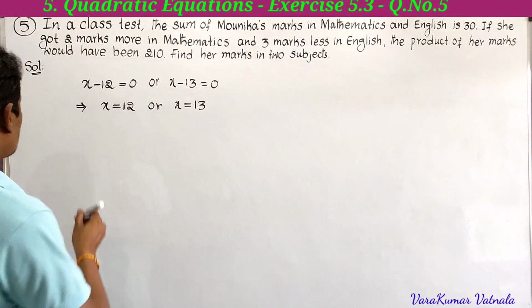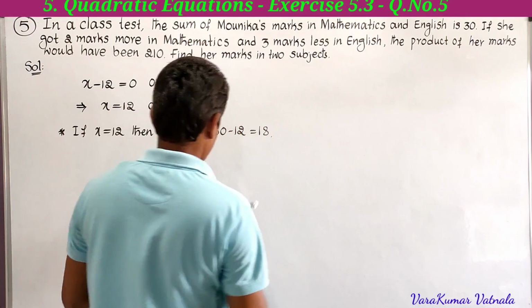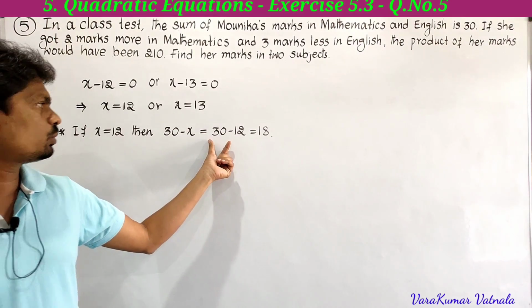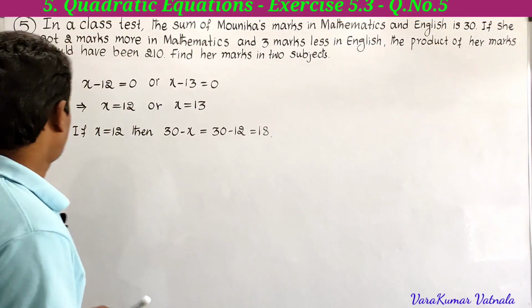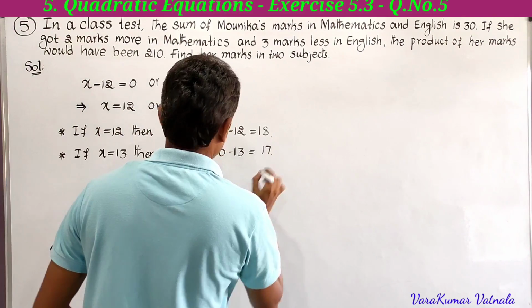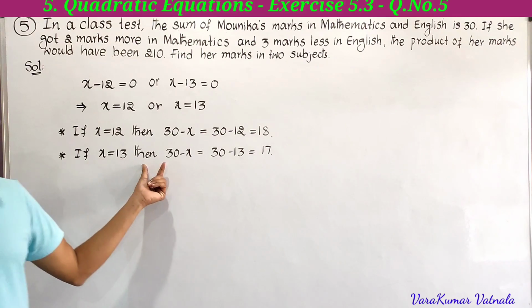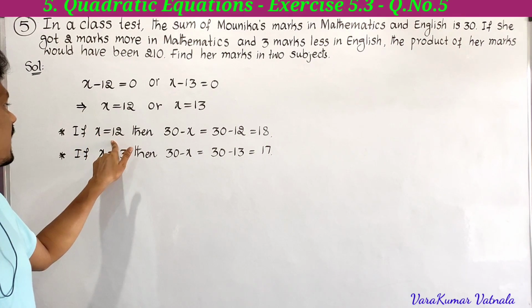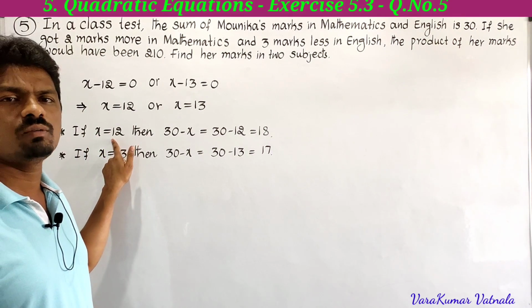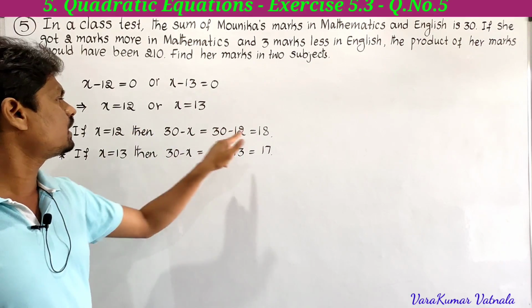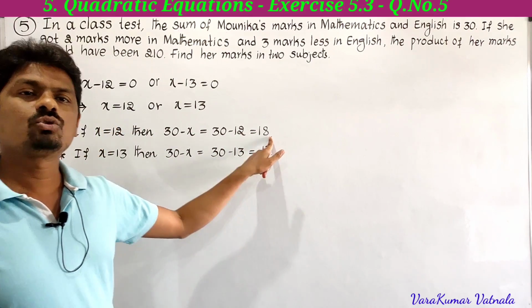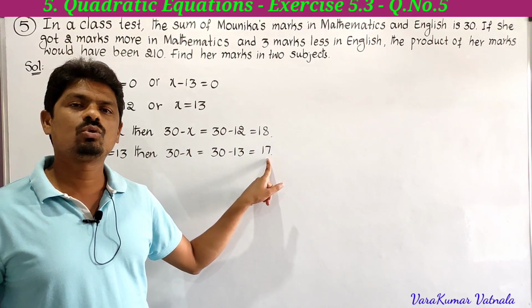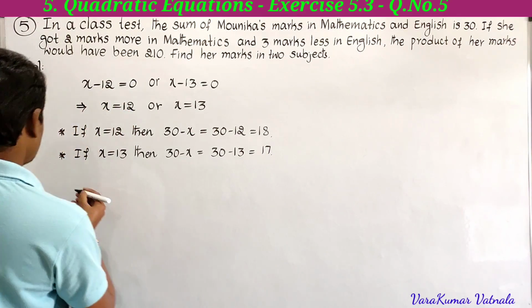If x is equal to 12, then 30 minus x equals 30 minus 12, that is 18. And if x is equal to 13, then 30 minus x equals 30 minus 13, that is 17. So both are correct. If the marks in maths equal 12, then the marks in English is 18. In the same way, if the marks in maths is 13, then the marks in English is 17. So both are correct. We have to write in the conclusion, therefore.